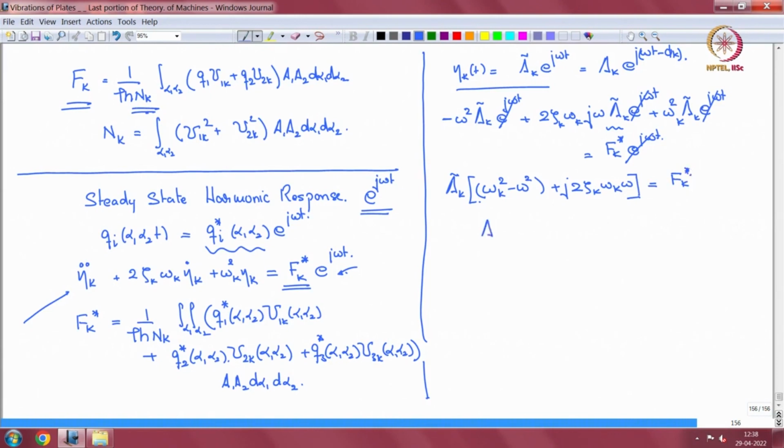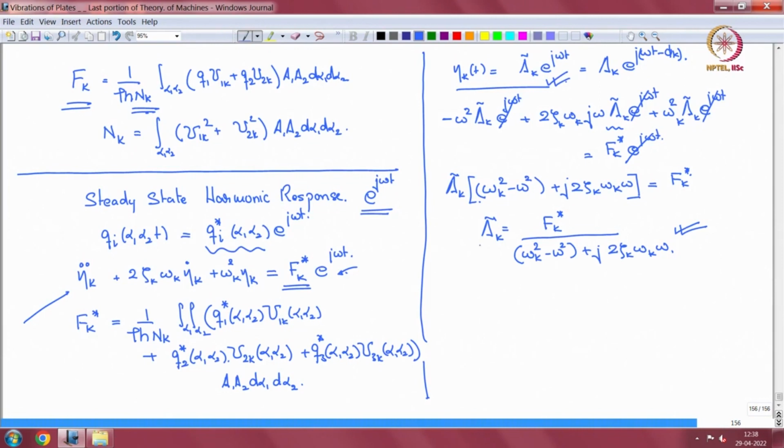So finally gamma k tilde is f k star by omega k square minus omega square plus j 2 zeta k omega k omega. One can leave it at this, no problem, because this can be substituted here and the answer is eta k.